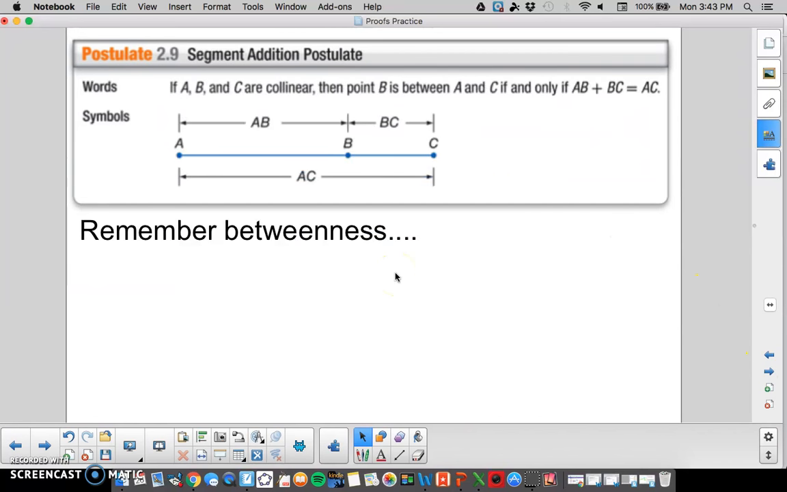Then we have the segment addition postulate. Remember this when we have the two parts that make up the whole. So we have the piece here that's AB, the piece here that's BC, and adding those together gives us the entire segment AC.